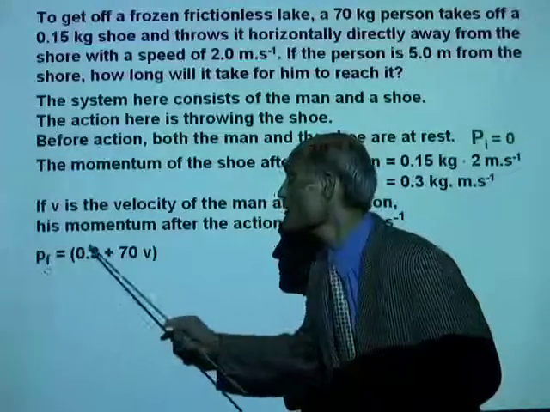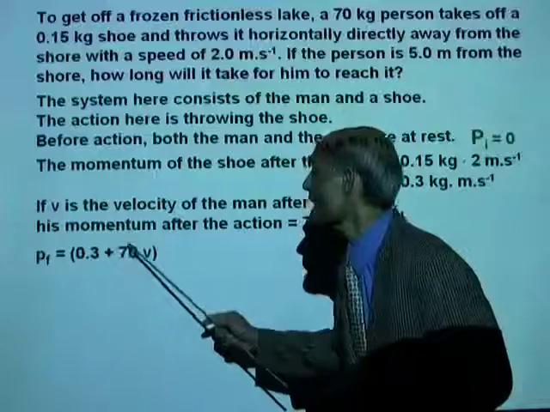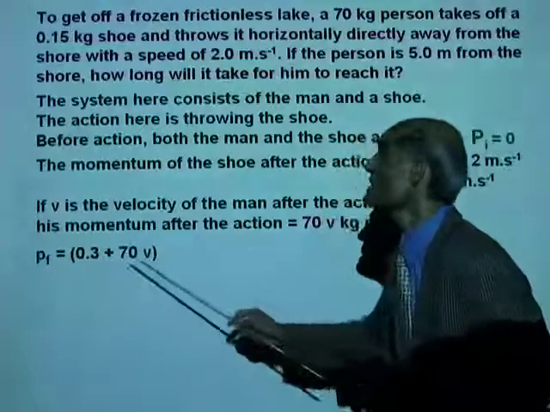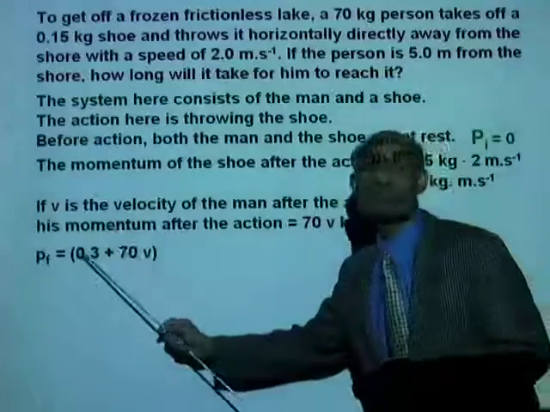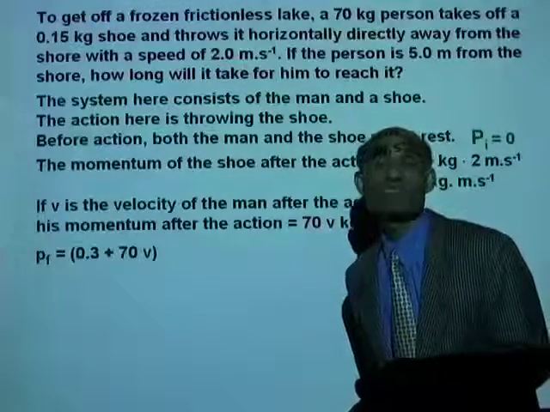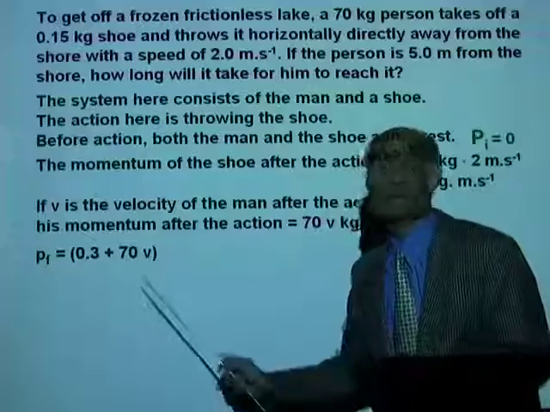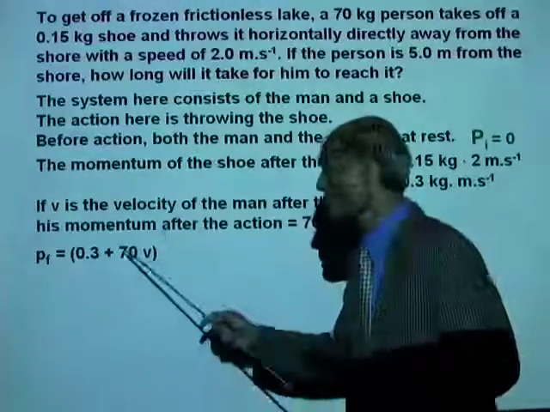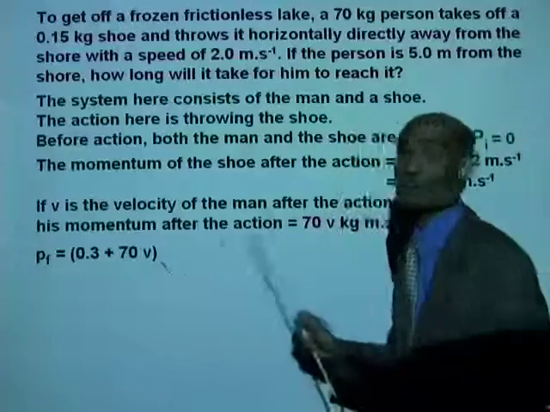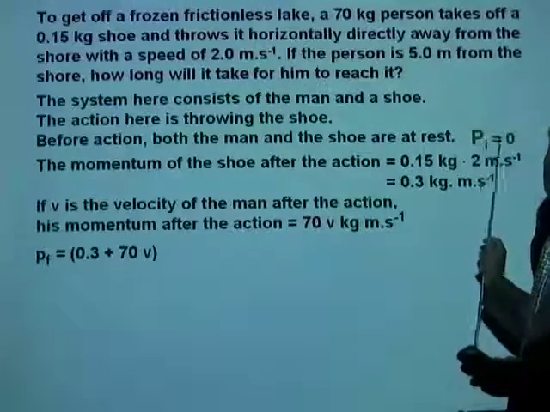So PF is 0.3 plus 70 V. 0.3 is the momentum of the shoe, and 70 V is the momentum of the man. So the total momentum after the action, after throwing, is this. What is the total initial momentum? 0.